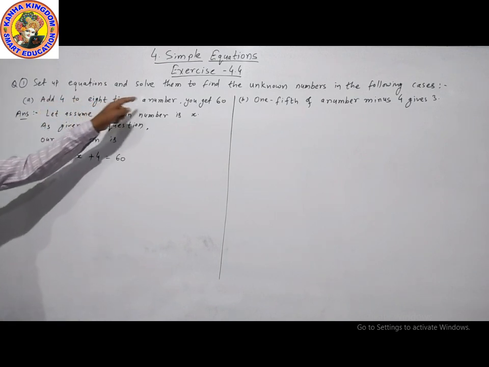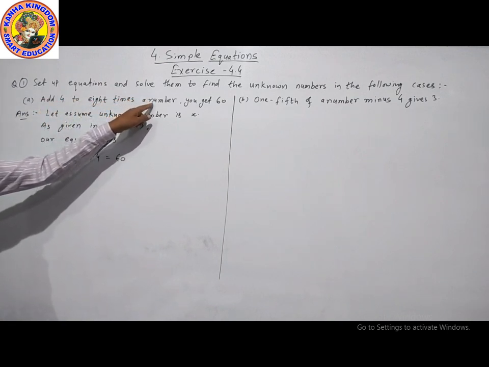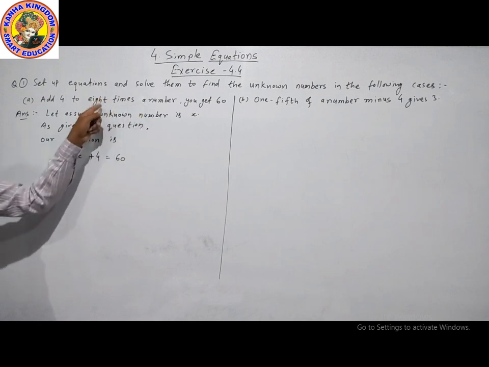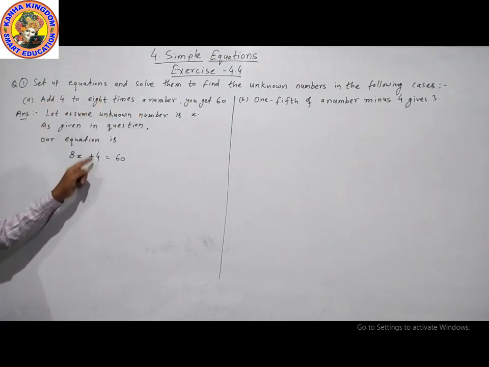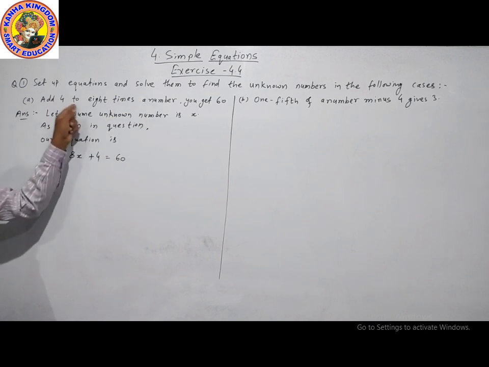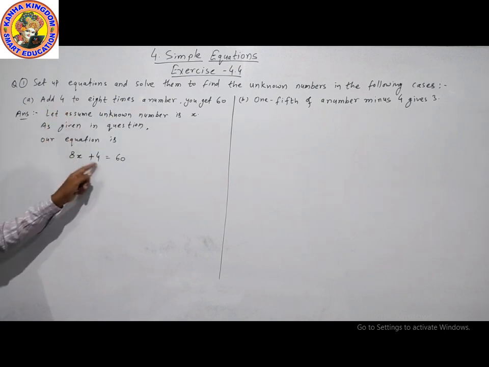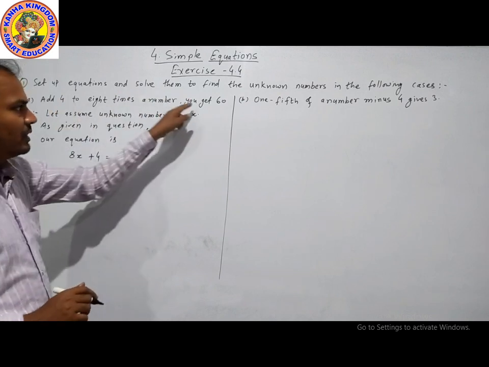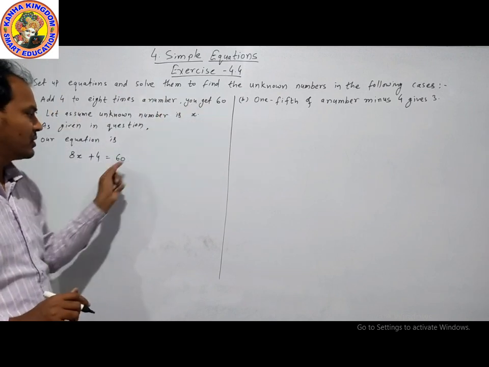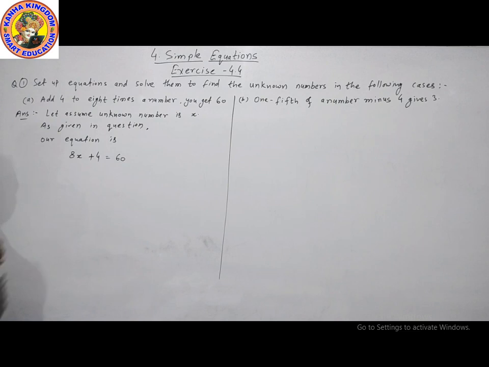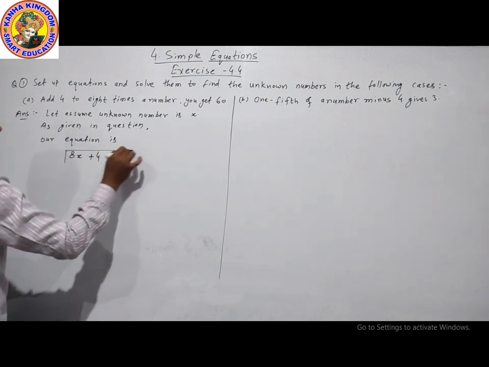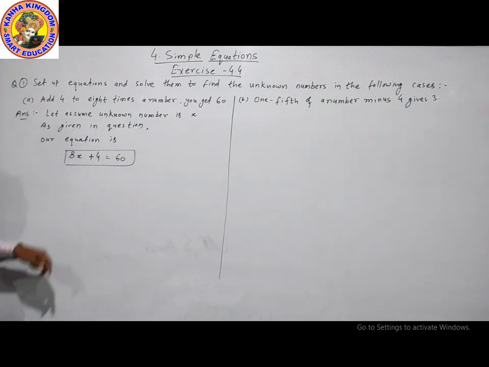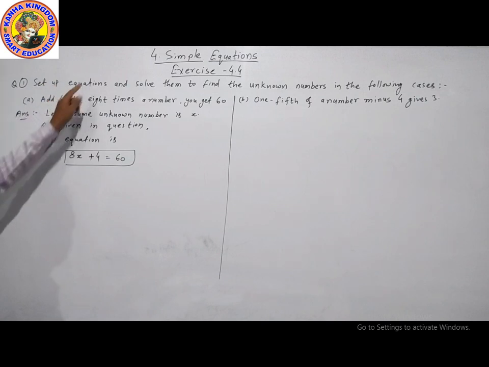Add 4 to 8 times of a number. A number is x. Now 8 times is 8x. Now add 4: 8x plus 4. This problem is equal to 60. This is our equation. The first part of this question is to set up equations, and we have set up this equation.